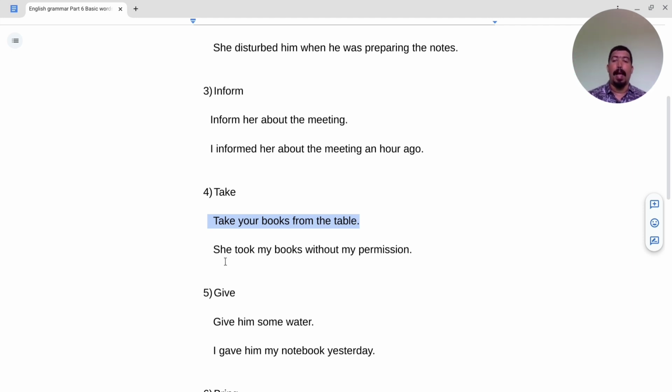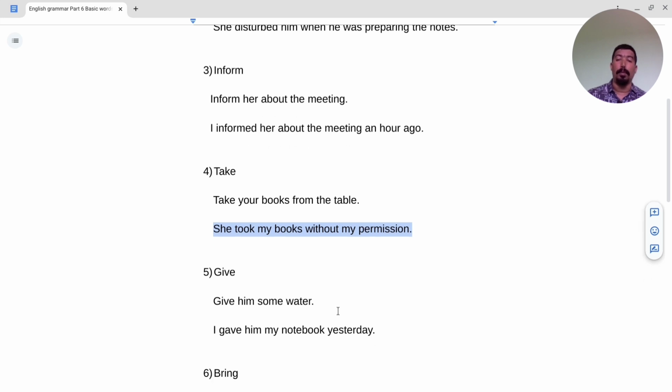And you can look at the past tense here. It is took. She took my books without my permission. When do you say that? You can say that I needed my book, but she took it without my permission. Means without asking me, she took it. So take is this action, and the past form is took. It is already completed. She already took it.